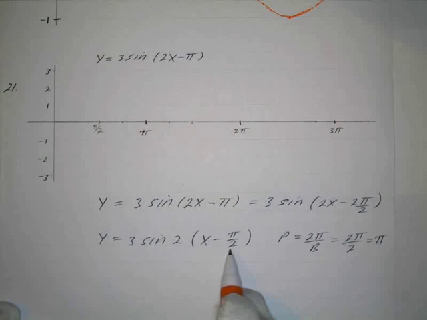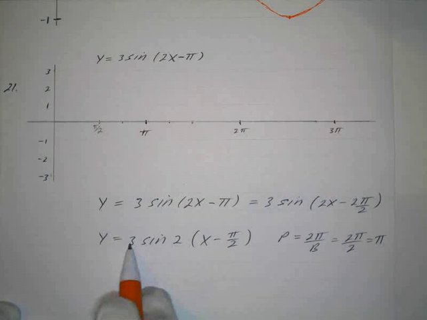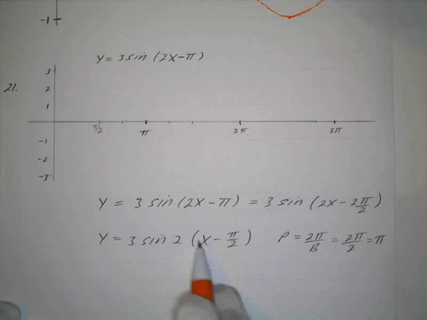So now I have a right shift of pi over 2, an amplitude of 3, so I'm going to go up 3, down 3, and my period is going to be affected by this. Now remember, period is 2 pi over b. In this case, the b is whatever's in front of the x term.